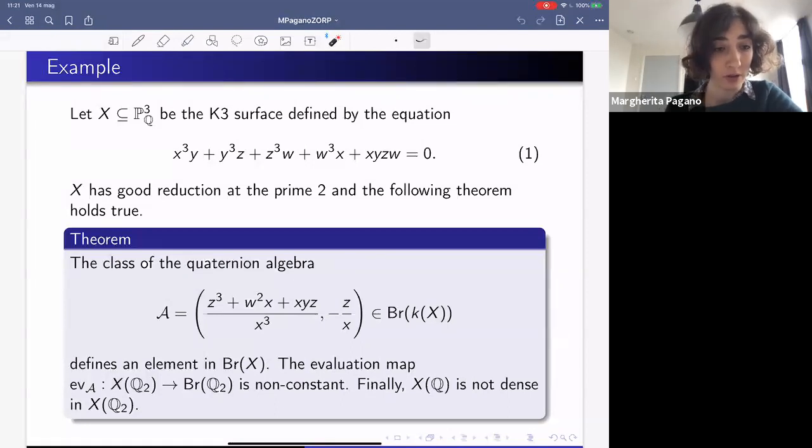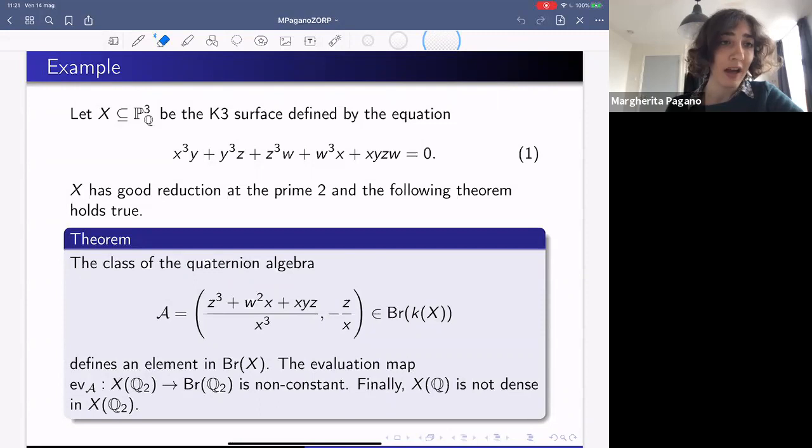And we have the following result. The class of the following quaternion algebra, defined by the following function as an element in the function field of X, defines actually an element in the Brauer group of X. And one can prove that the evaluation map from the Q2 points on X to the Brauer group of Q2 is non-constant. And finally, one can prove something even stronger, which is that the rational points are not dense inside the Q2 points of X.